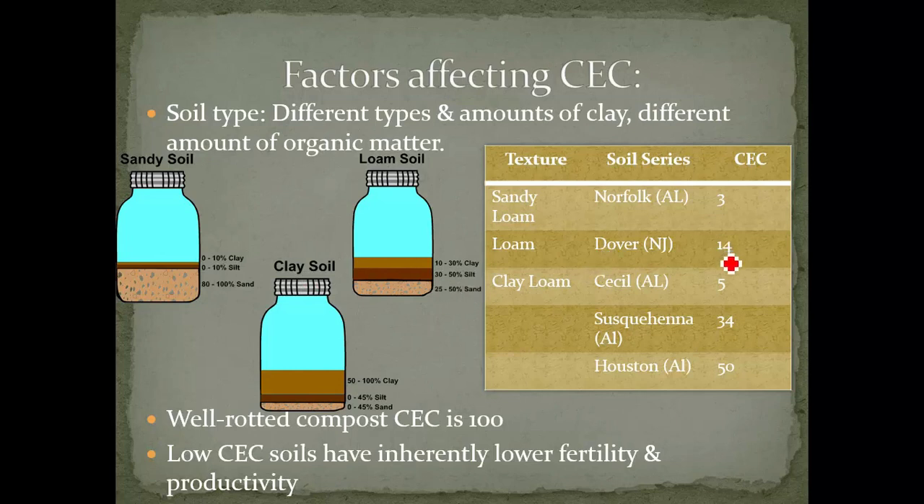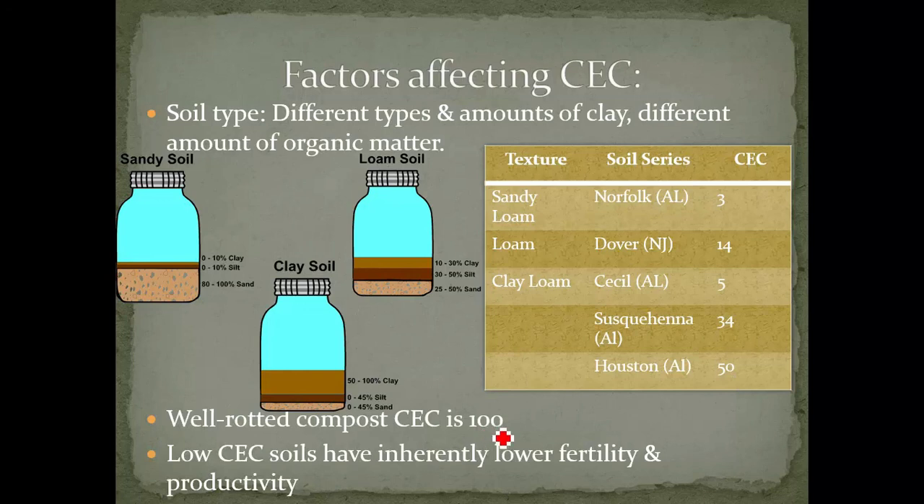It's going to have a CEC, this is a New Jersey soil, of 14. A clay loam from Cecil, Alabama, can be 5, or a Susquehanna soil can have a CEC of 34, much, much greater. So just the fact that it has more clay does not necessarily mean it has a higher CEC. It depends on what kind of clay it is. A Houston soil in Alabama, over in West Alabama and the Black Belt, has a CEC of 50.